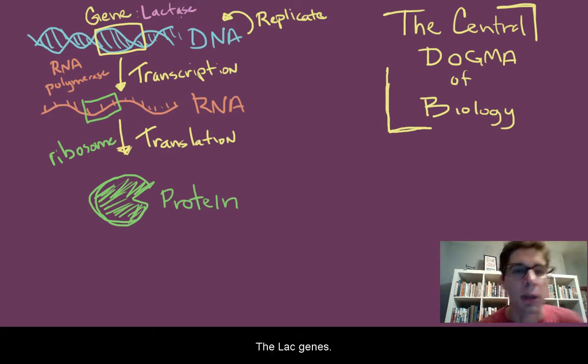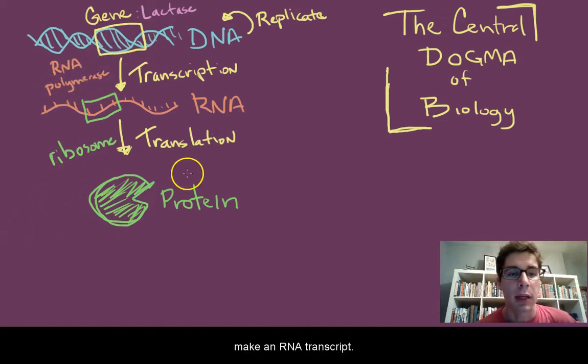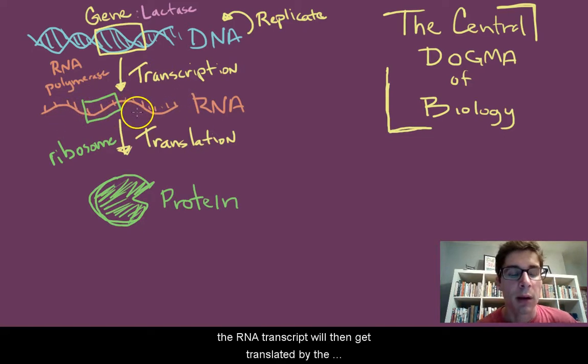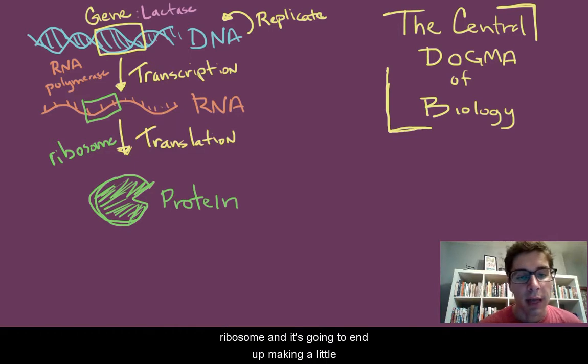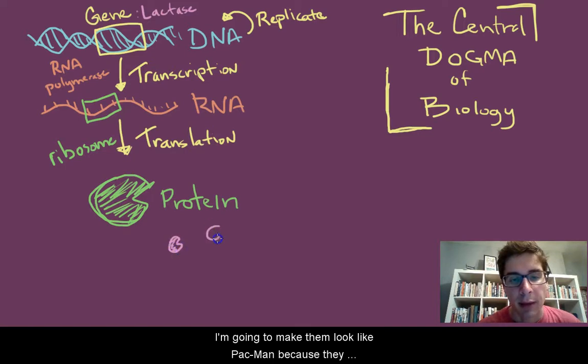There's a lac gene, and that gene will go ahead and RNA polymerase will read through that gene, and it'll make an RNA transcript. The RNA transcript will then get translated by the ribosome, and it's going to end up making a little enzyme that chews up all of our milk sugars. So I'm going to make them look like Pac-Man because they basically go around and they break lactose sugars up. Okay?